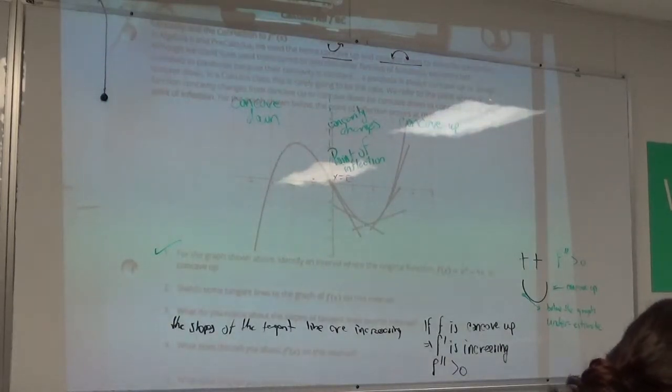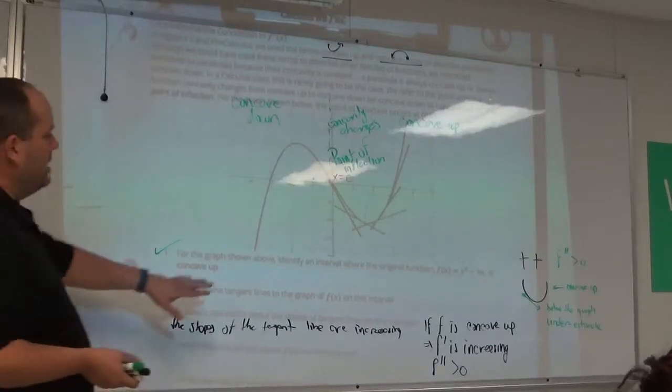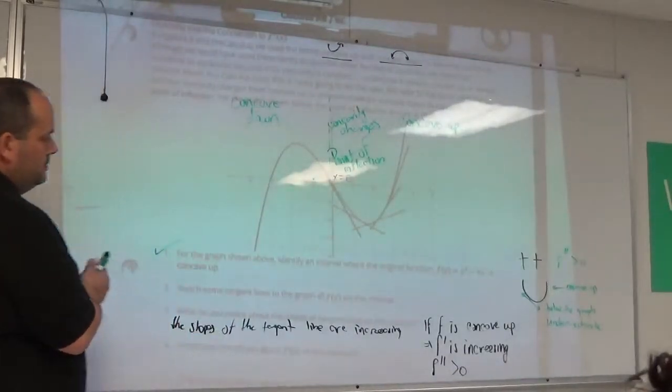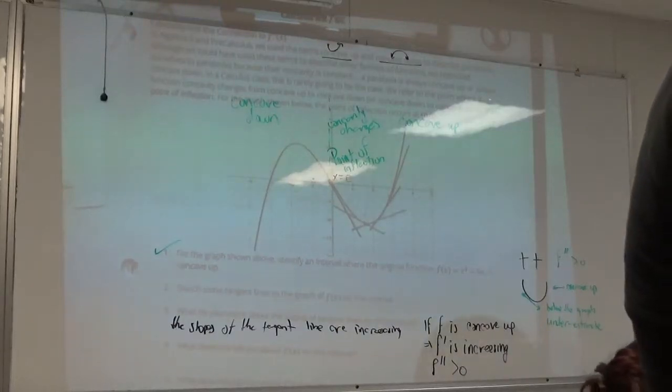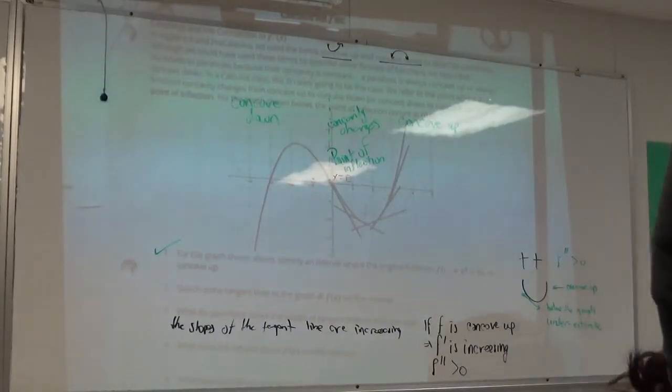Did I just say concave up? I meant concave down, sorry. Concave down. I mean, f prime. Draw those tangent lines if you need to. Because it's concave down, that means the second derivative is negative.